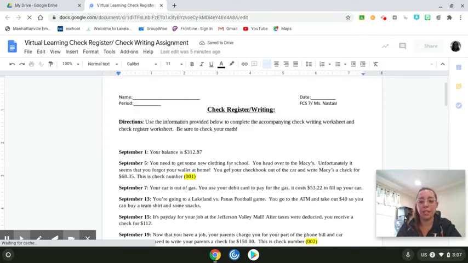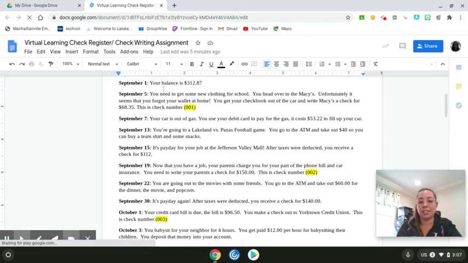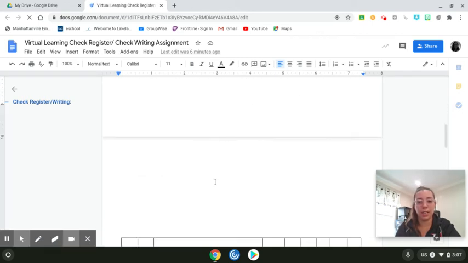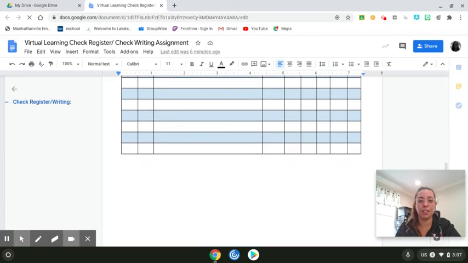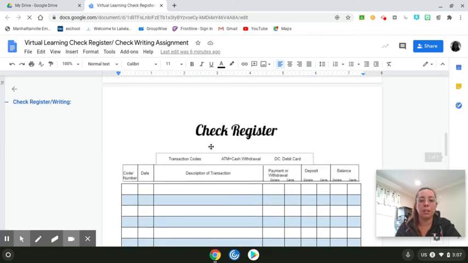So this is our check register assignment right over here. And we're going to use the information on these dates. There are 10 different dates for you to fill out your check register. Now, your check register document is going to look like this right down over here. If you look at the top of the check register, it gives us a lot of information.